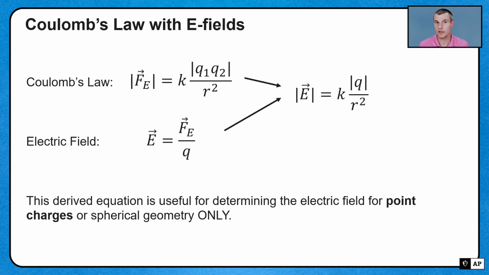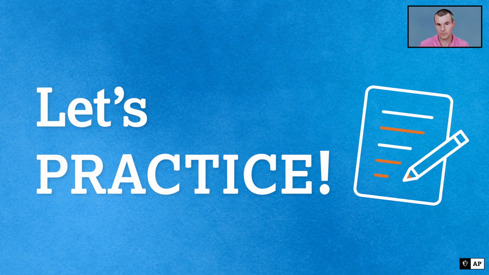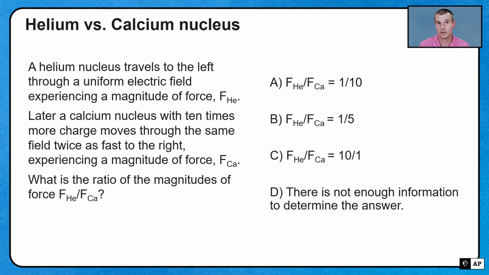So it's a great, I don't want to call it a shortcut, but it's an equation that if you're dealing with a point charge and trying to find the electric field outside, you can just combine these two equations together and everything works out great. But you have to remember, this is only for point charges or spherical geometry. So let's practice a couple little problems here to make sure we know how this is going to work.